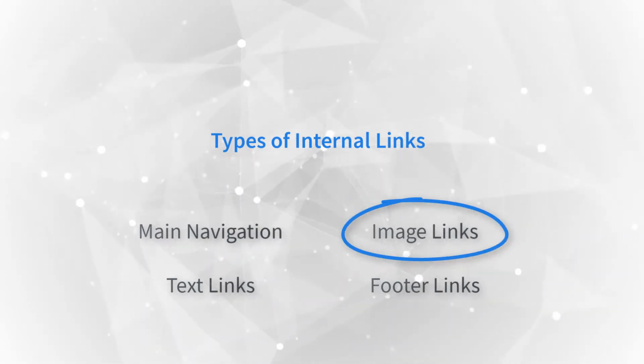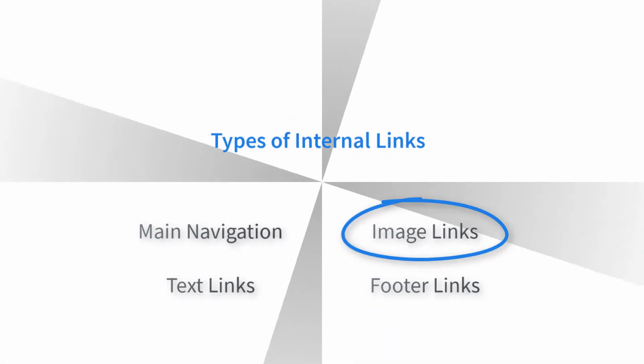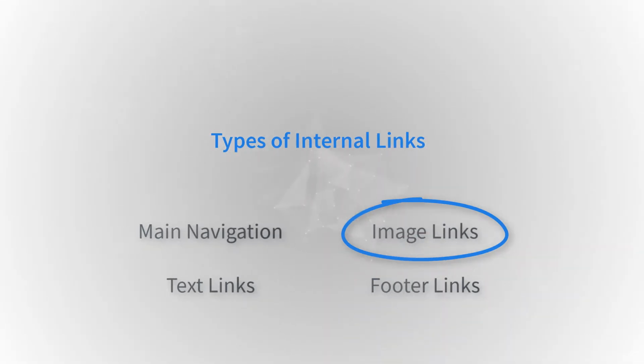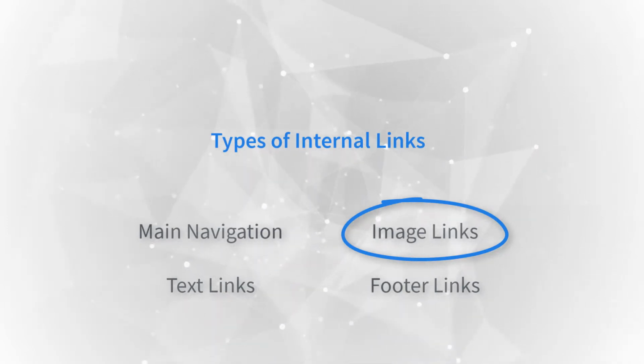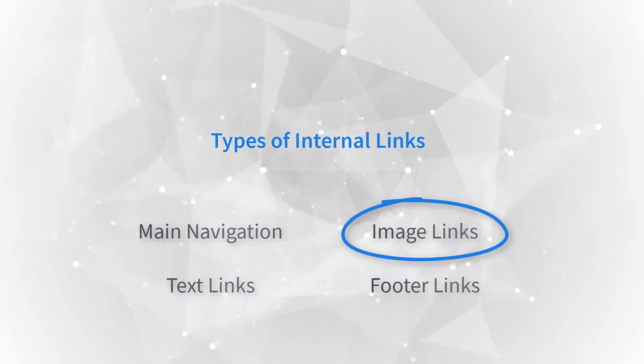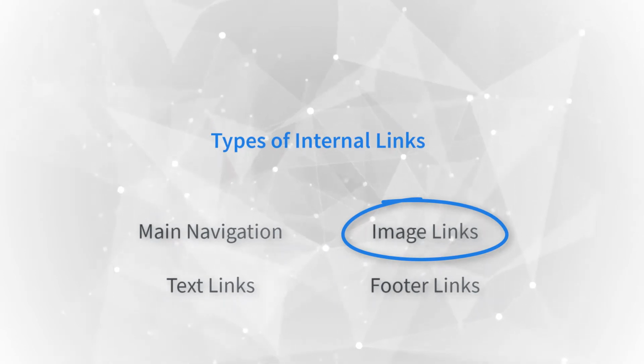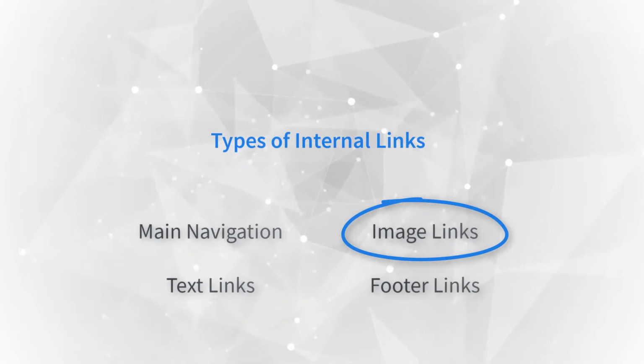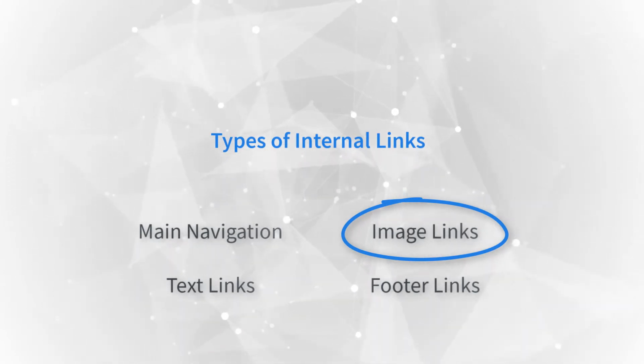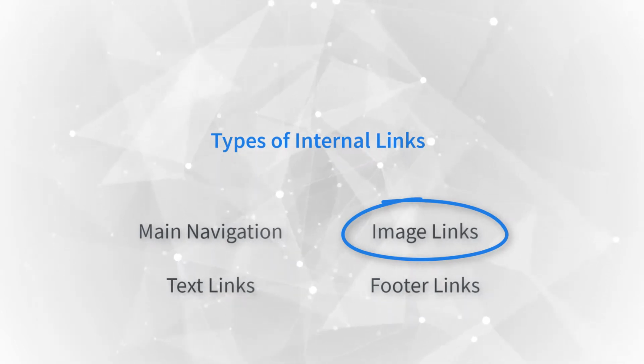Next are image links. So images can be used as links as well. This can include button images, infographics, charts, any kind of picture. This type of link can be helpful for readers if there's a page that would be an obvious benefit to someone who wants more information related to the image. Image links don't carry as high of an SEO benefit as text links, but use them when it makes sense for the reader. Don't focus on them for your SEO strategy.